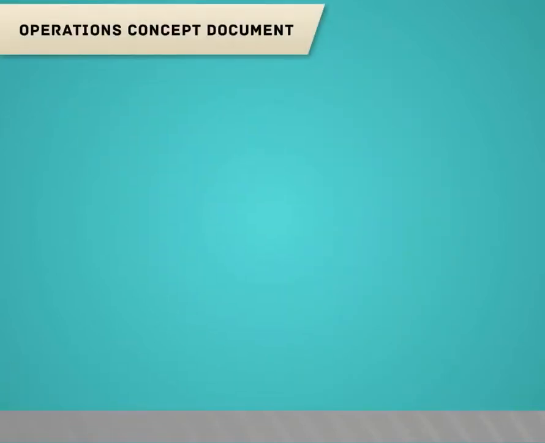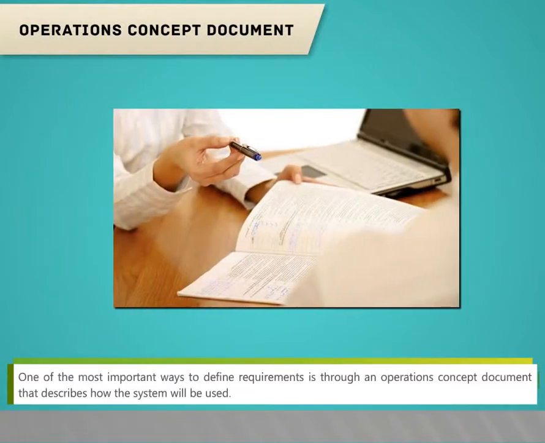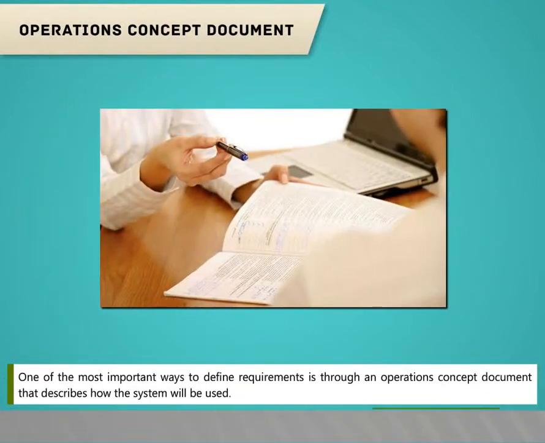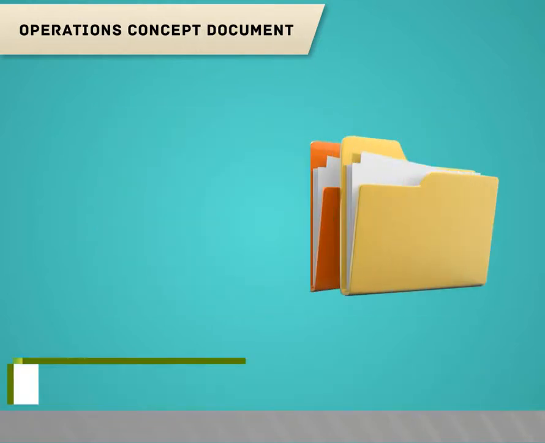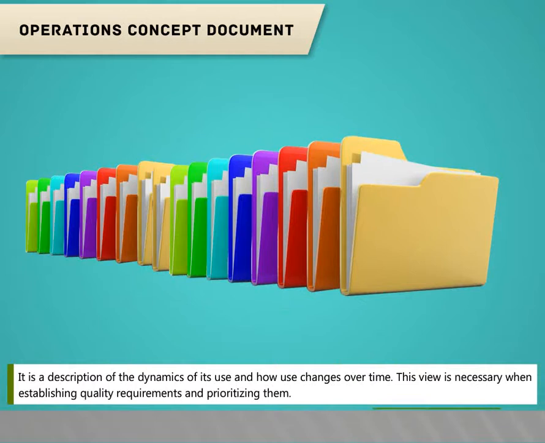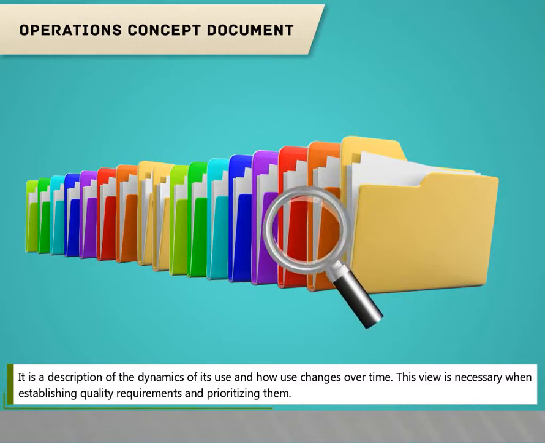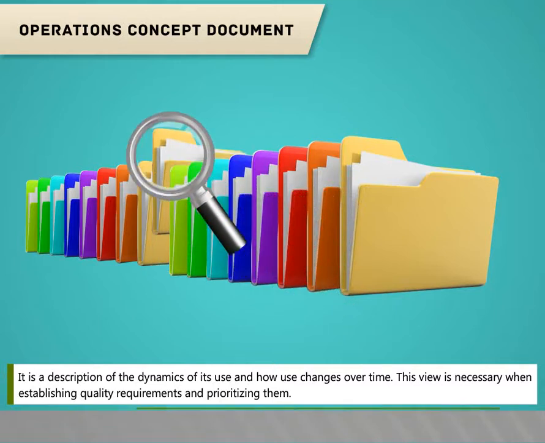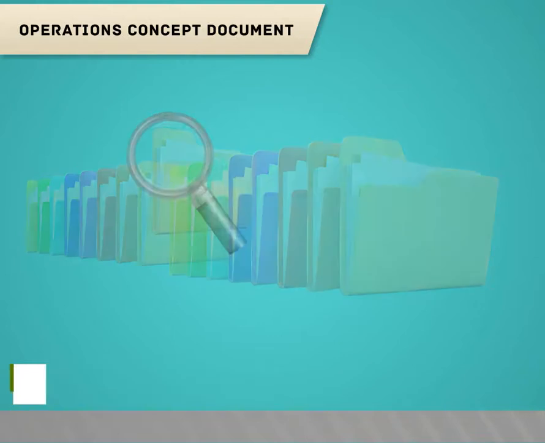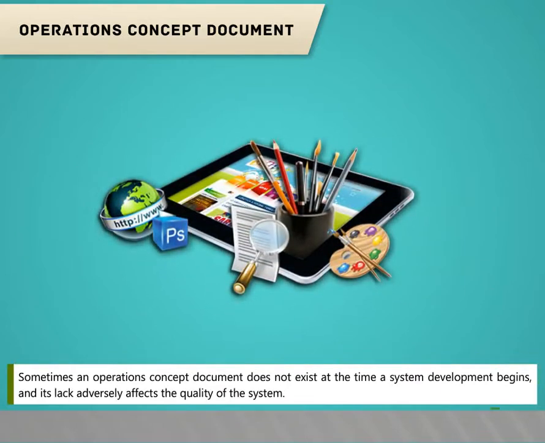Operations concept document. One of the most important ways to define requirements is through an operations concept document that describes how the system will be used. It is a description of the dynamics of its use and how use changes over time. This view is necessary when establishing quality requirements and prioritizing them. Sometimes an operations concept document does not exist at the time a system development begins, and its lack adversely affects the quality of the system.